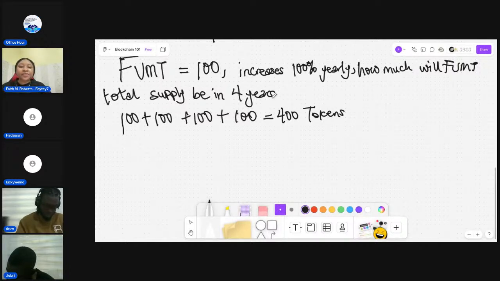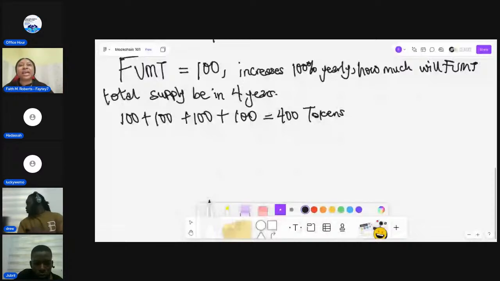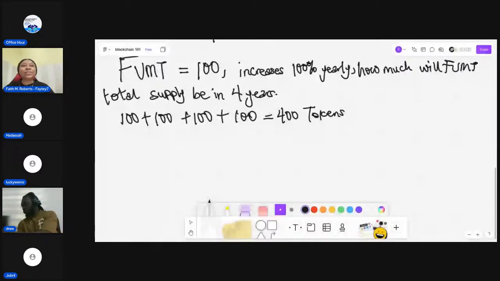Now, every year there's 100% increase, and 100% means the total supply as at that point. 100% means that that total supply is added to itself again. So if we had 10 pieces of oranges and you say 100% of the oranges was added, that means another 10 pieces of oranges were added to the previous 10, making it 20.